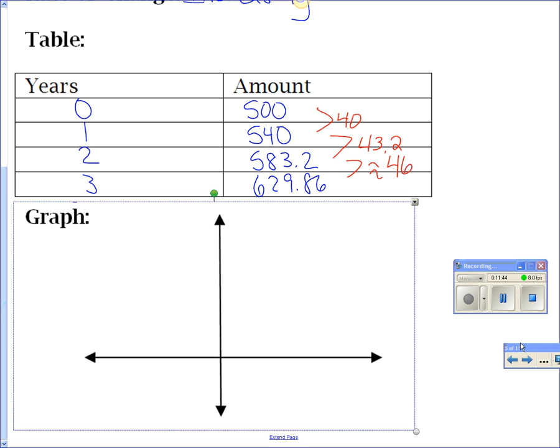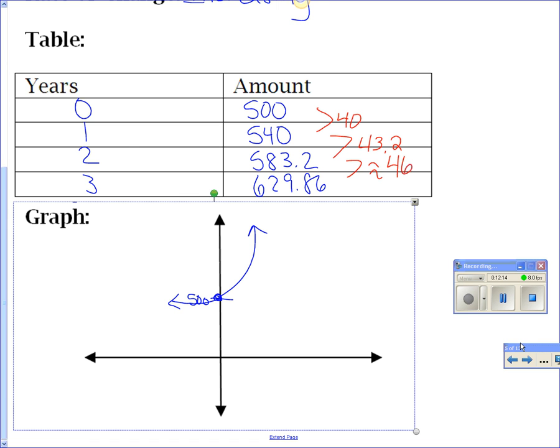What was the y-intercept, though? 500. Very good. So I'm just going to put a point at 500. Doesn't have to be super accurate. Is his money going up or going down? It's going up, and it's exponential, so it makes a curve. It makes a curve, and it's going up. Exponential makes a curve. Okay. All right, we'll do more with that.